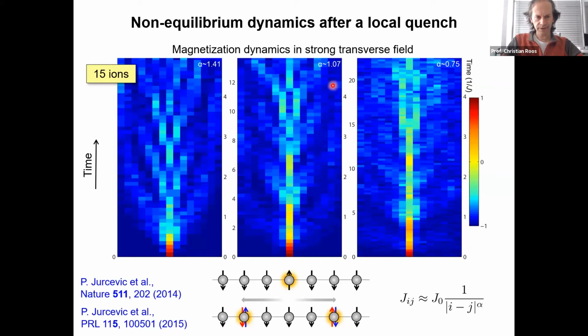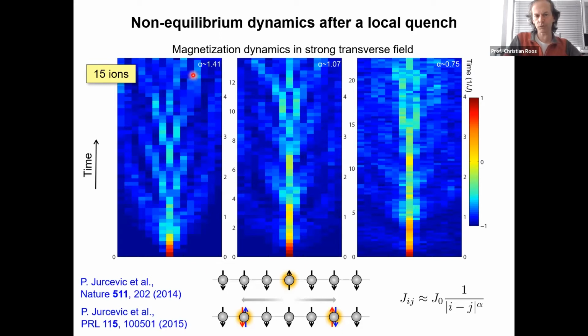Now, that's something we started exploring a couple of years ago. What you can see here, if you just look at the plot on the left-hand side, is the magnetization dynamics, with time flowing upwards, of a string of 15 ions where we flipped the center spin. The color encodes the magnetization that we see. The magnetization is conserved. And you see that this initially localized excitation now couples to neighboring ions and starts to spread out. There's some interference going on, and we get a pattern of magnetization which depends on the range of the interaction that we have.